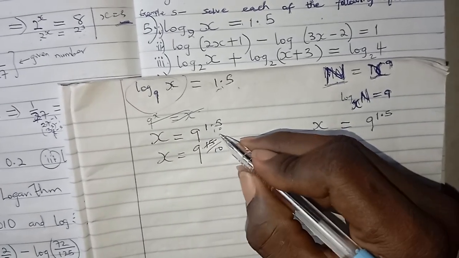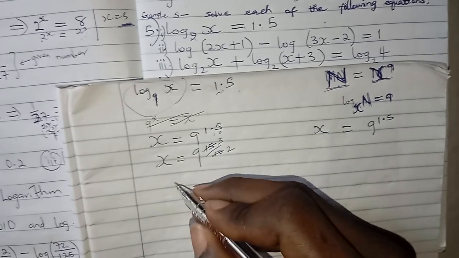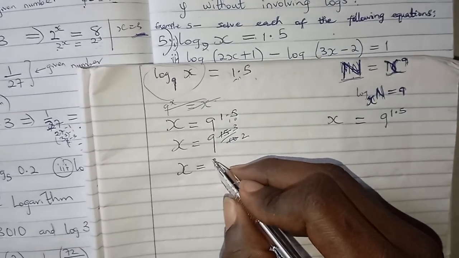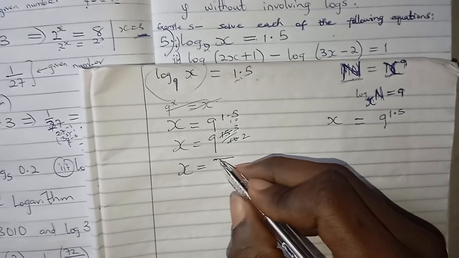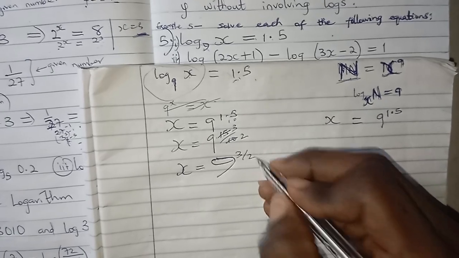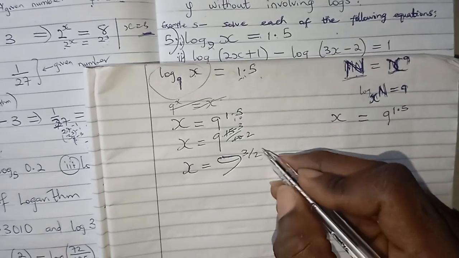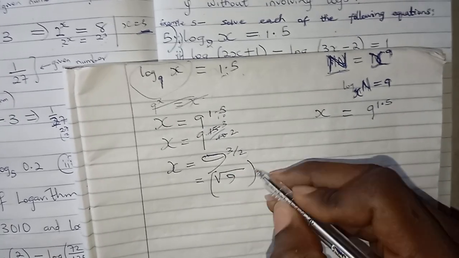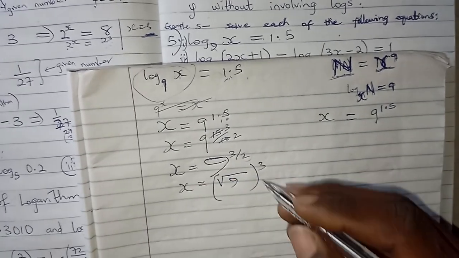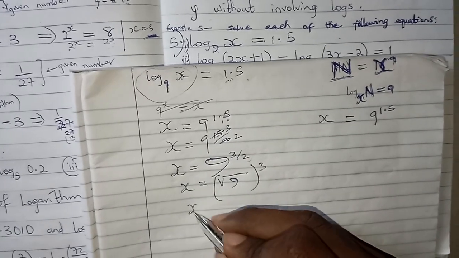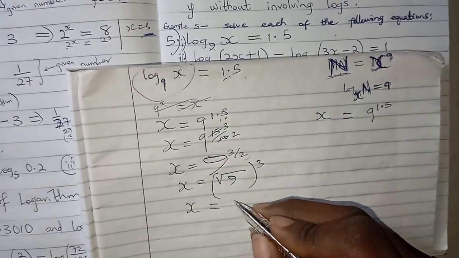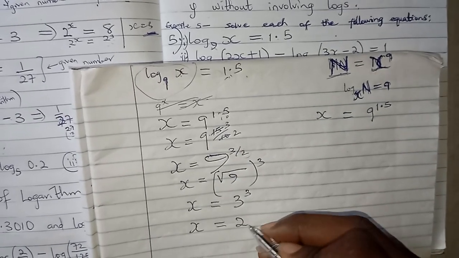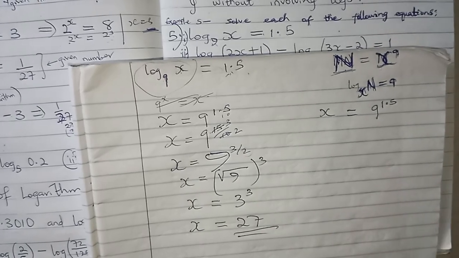5 can go here to give me 3. 5 can go here to give me 2. x is equal to 9 raised to power 3 over 2. And applying indices, the denominator becomes roots and the numerator becomes power. So this is saying x is equal to 3 raised to power 3. x is equal to 27. Very simple.